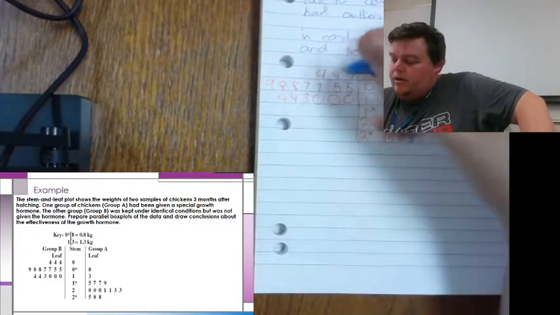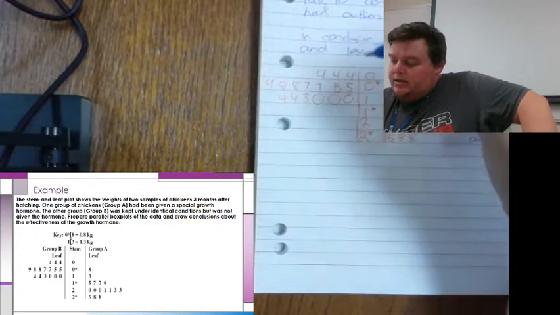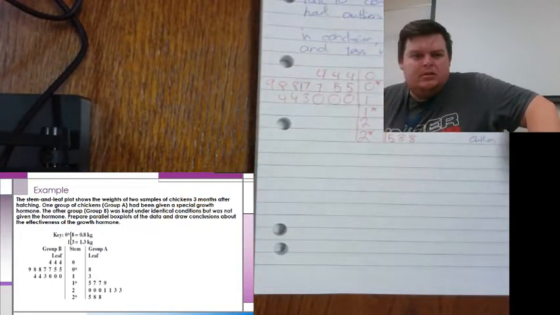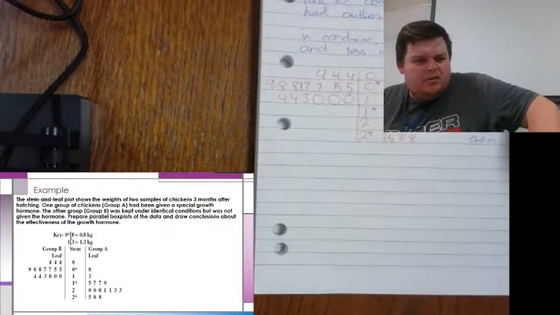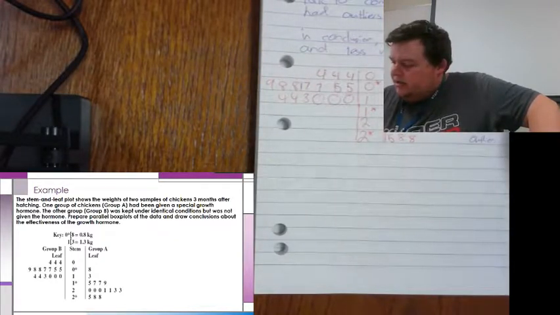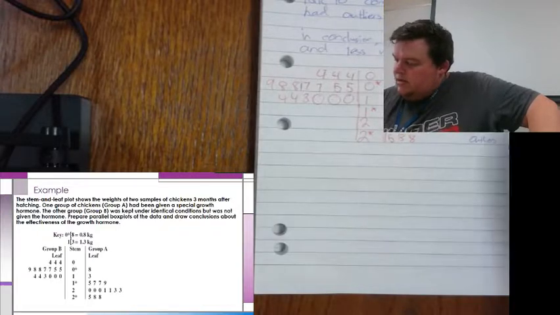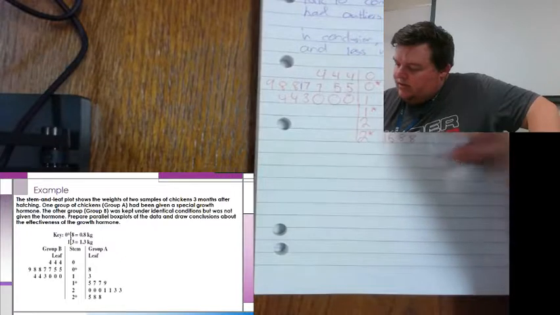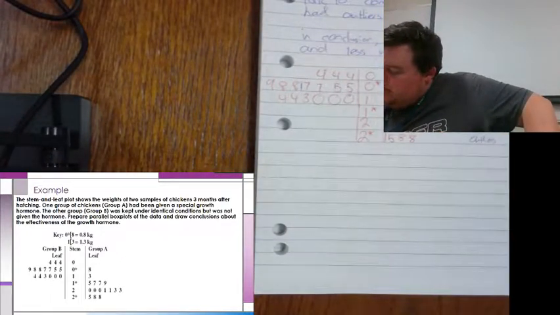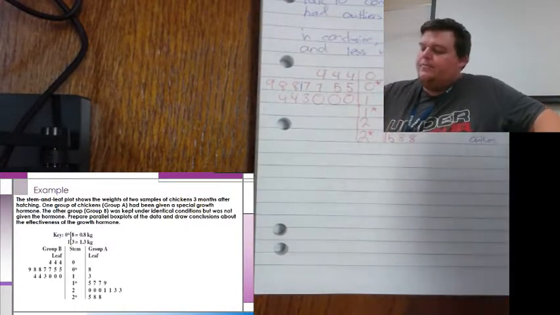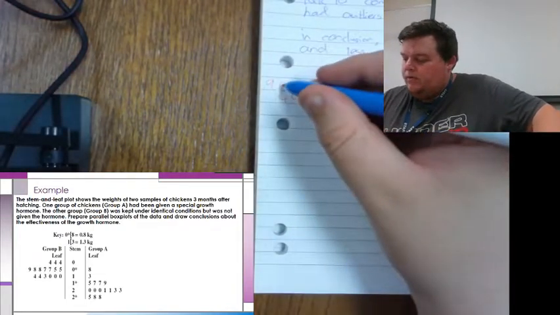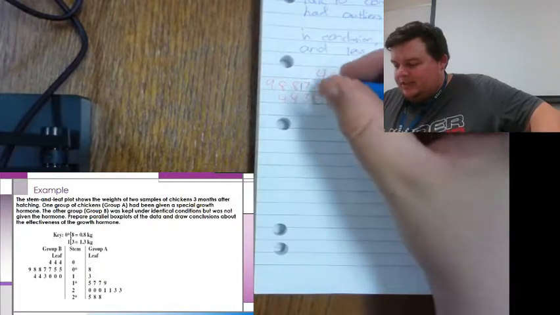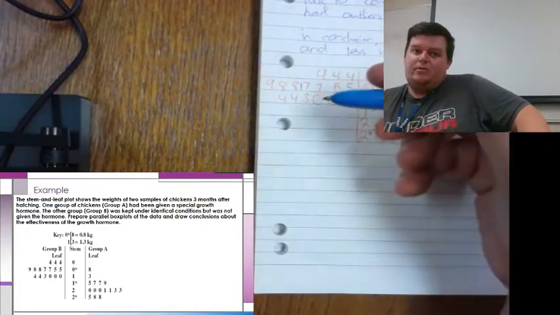So we have 1, 2, 3, 4, 5, 6, 7, 8. Halfway between those two gives me 0.75. Is that right? Yeah, 0.75. And for A, we have 1, 2, 3, 4, 5, 6, 7, 8. Okay, and then we have 1, 2, 3, 4, 5, 6. I can't be right. Oh, I'm going this way. That's why. 2, 3, 4, 5, 6, 7. Plus 1 divided by 2 gives you 4.